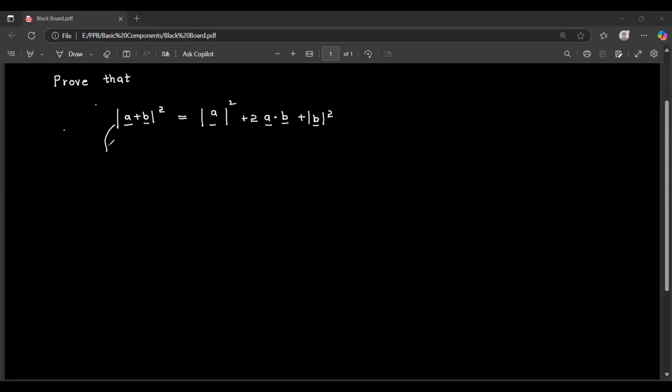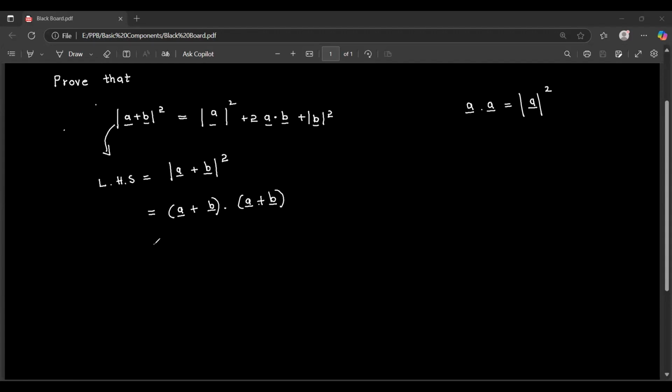Well, I can rewrite this. Let's take the LHS first. So the LHS can be rewritten as A plus B into A plus B. Why? We know A into A is equal to modulus of A squared. I'm just reversing the process.